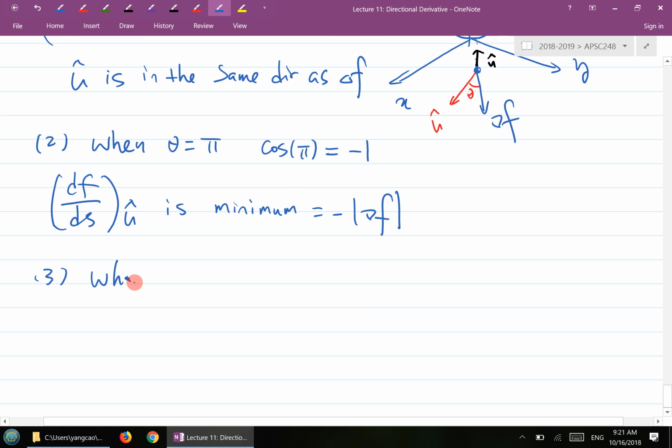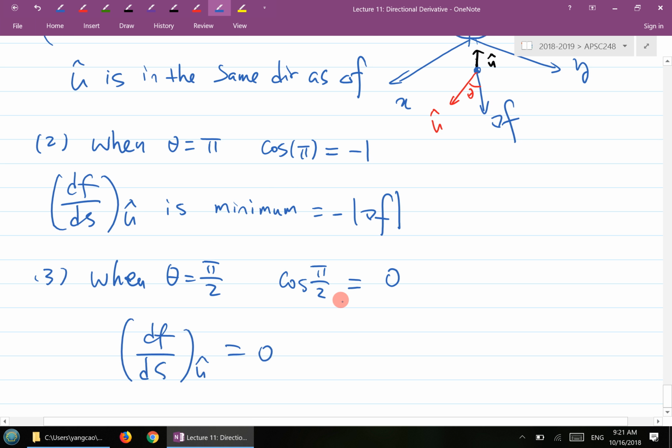So last one here, sorry, let me just finish this one. What about theta equal to pi over 2? What's cosine pi over 2? It's 0. So it basically means you get df over ds in the u hat direction equal to 0. So what does pi over 2 mean? It means u hat is perpendicular to this gradient vector. Now, this essentially means if you walk in the u hat direction, which is perpendicular to the gradient vector, you get a 0 value for the directional derivative.